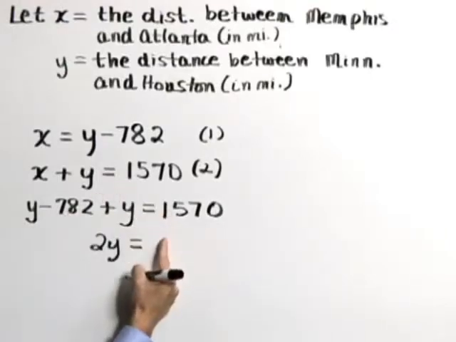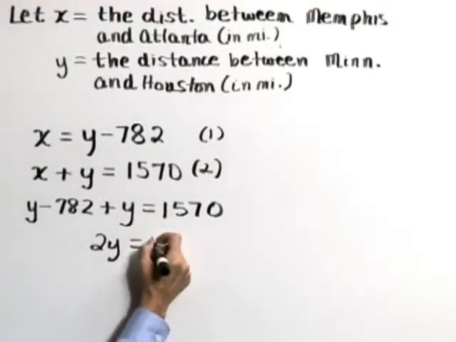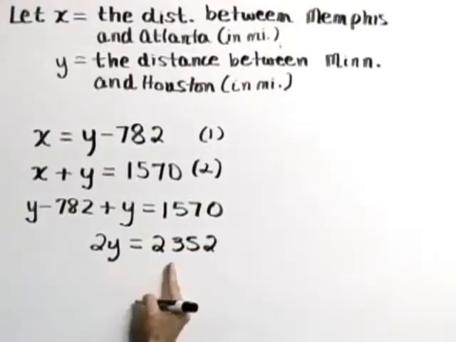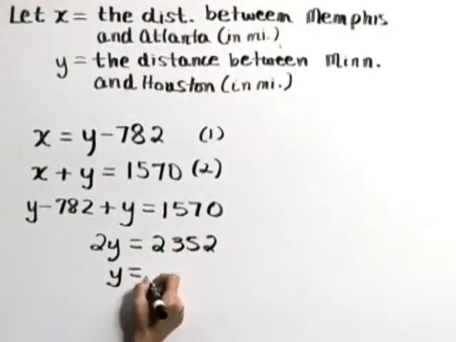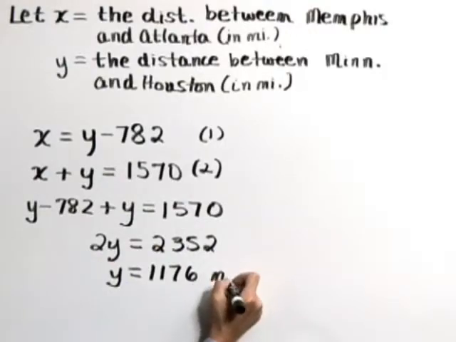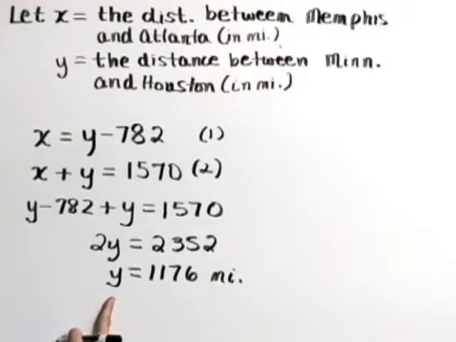Now let's simplify. Y plus y is 2y. And if we add that 782 to the other side, that gives 2,352. Now dividing both sides by 2 gives y is equal to 1,176. That's the distance in miles, and it represents the distance between Minneapolis and Houston.